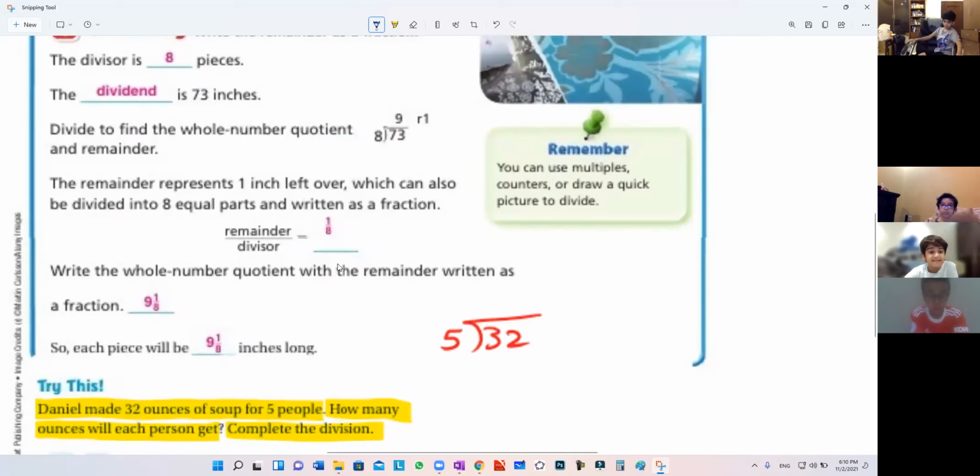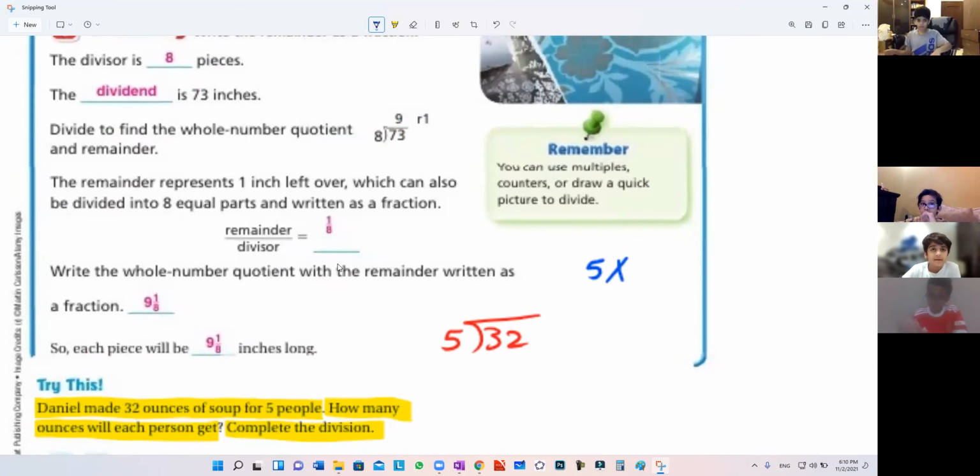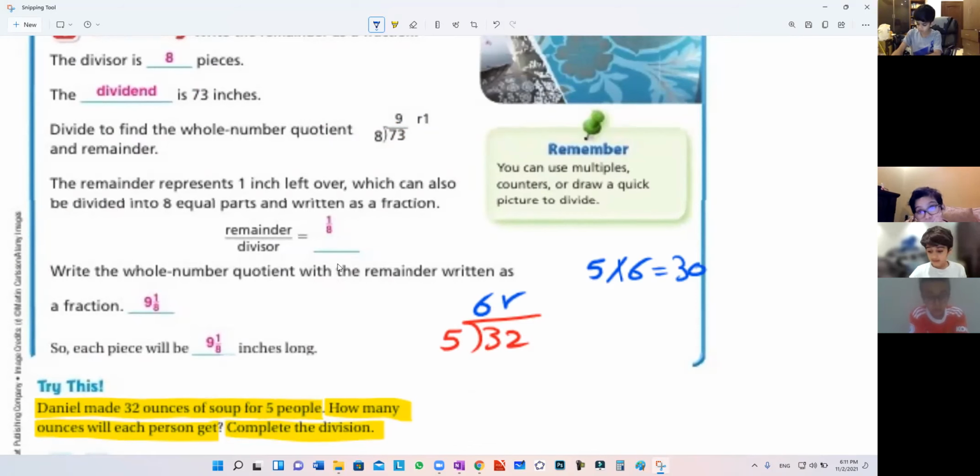Yes, mister. So 32 divided by 5. What is the closest number in the table of 5 to 32? 30. 5 multiplied by 6 equals 30. So we're going to write 6 up here. And what's the remainder here?